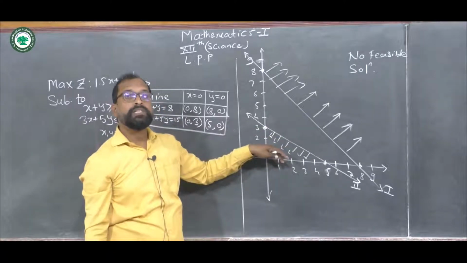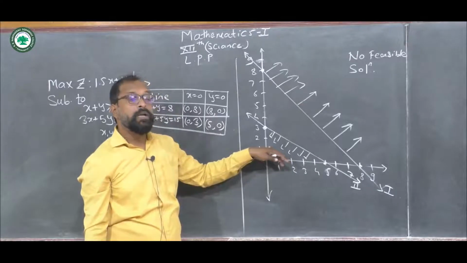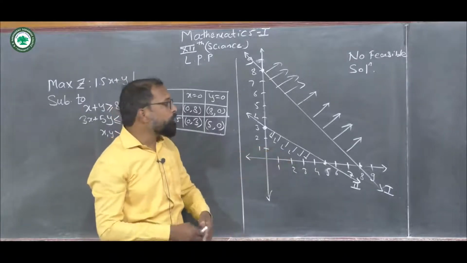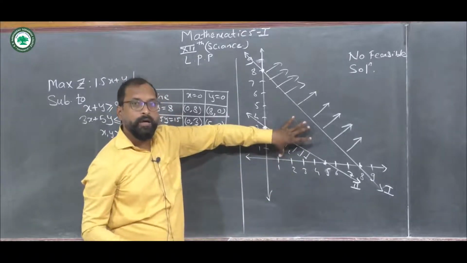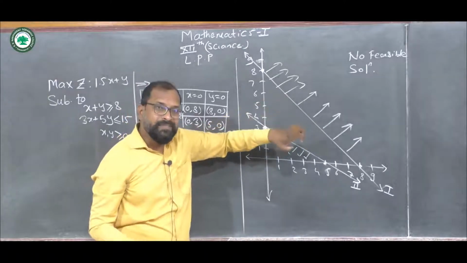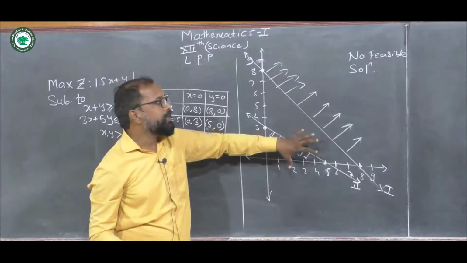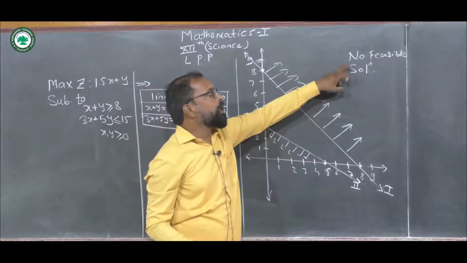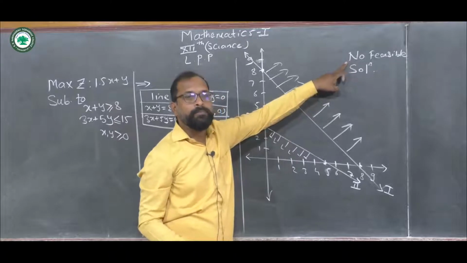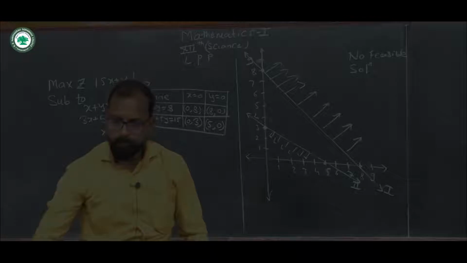This is the first special case for the LPP. What is the first special case? Whenever we cannot find the feasible region, again, feasible region is the region which satisfies all the constraints, in such a case we say that such an LPP has no feasible solution. This is the first case.